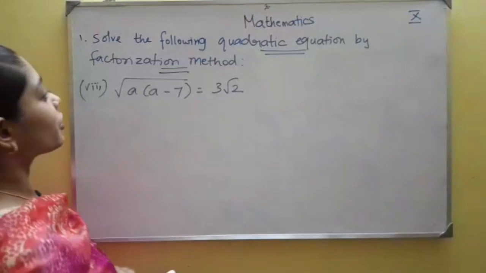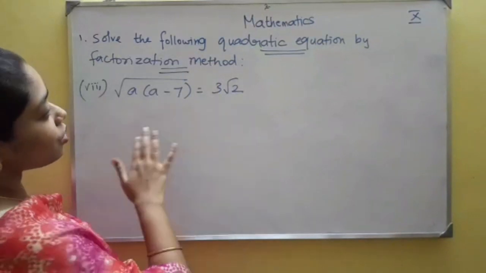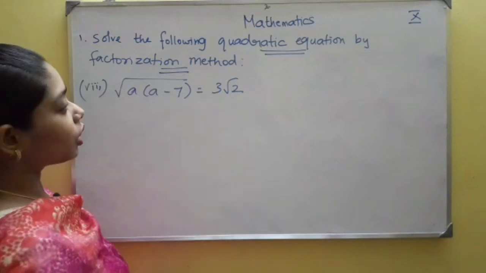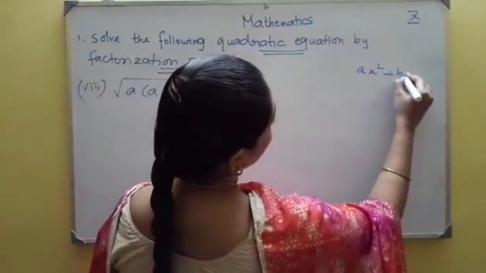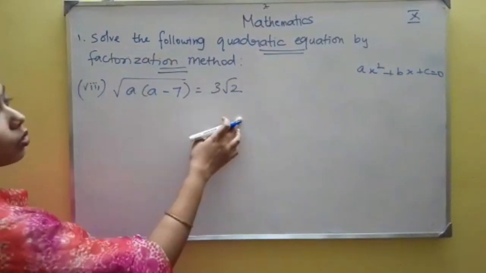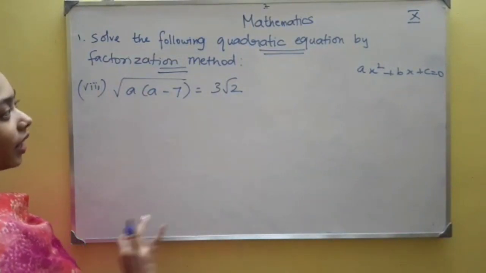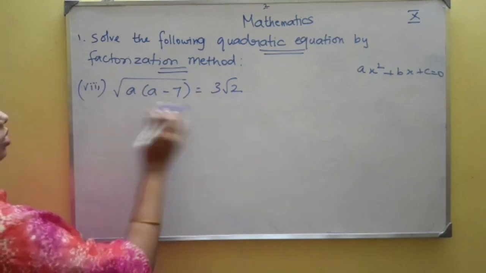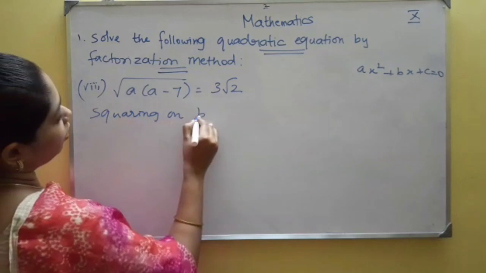So this is the expression given to you: square root of a into (a − 7) = 3 root 2. This is not exactly in the form of a quadratic equation. You want to rewrite this in the normal quadratic equation format, that is ax² + bx + c = 0. So we want to rewrite this. We don't need square roots and all. If you have a square root in your question, it is difficult for us to do factorization. So I am going to take squaring on both sides.